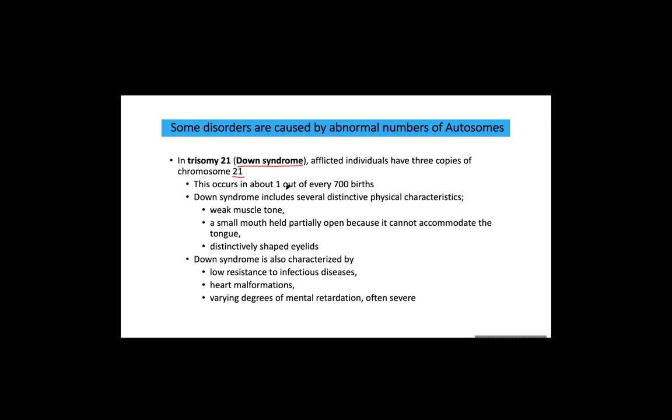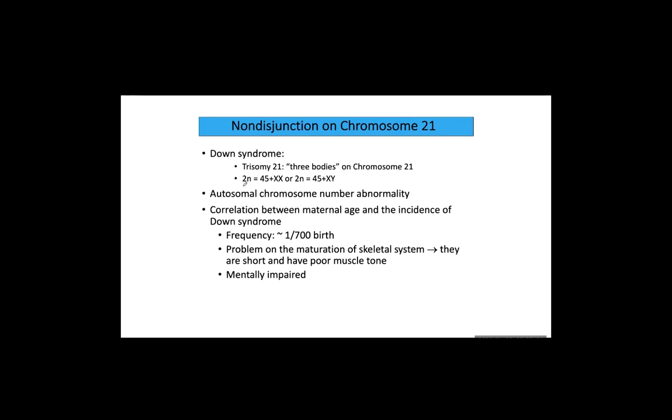Down syndrome includes characteristics such as very weak muscle tone and a small mouth. The mouth is usually open to accommodate the tongue, and the eyelids are distinctively shaped. Heart formation is also not normal, and they can be easily infected. Down syndrome can occur in both females and males. Only the number of autosomes is different. There is no problem with the sex chromosomes in a patient with Down syndrome; the autosomal chromosome number is abnormal.